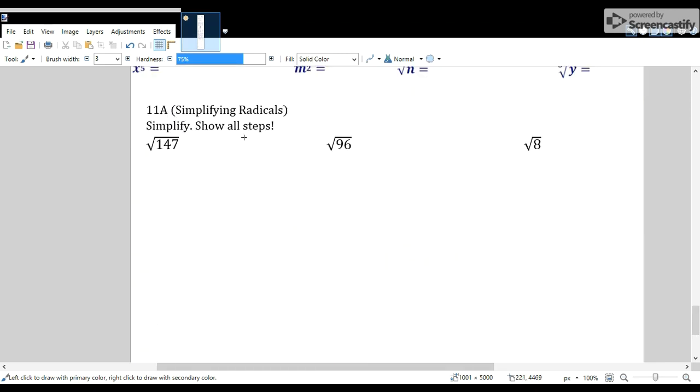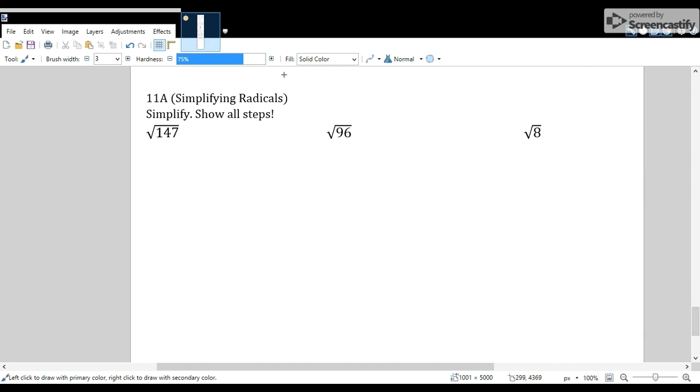Let's look at the next part, 11a, simplify radicals. So, we are simplifying radicals. You will look for these specific square roots first. The square root of 4, the square root of 9, the square root of 25, and the square root of 49.